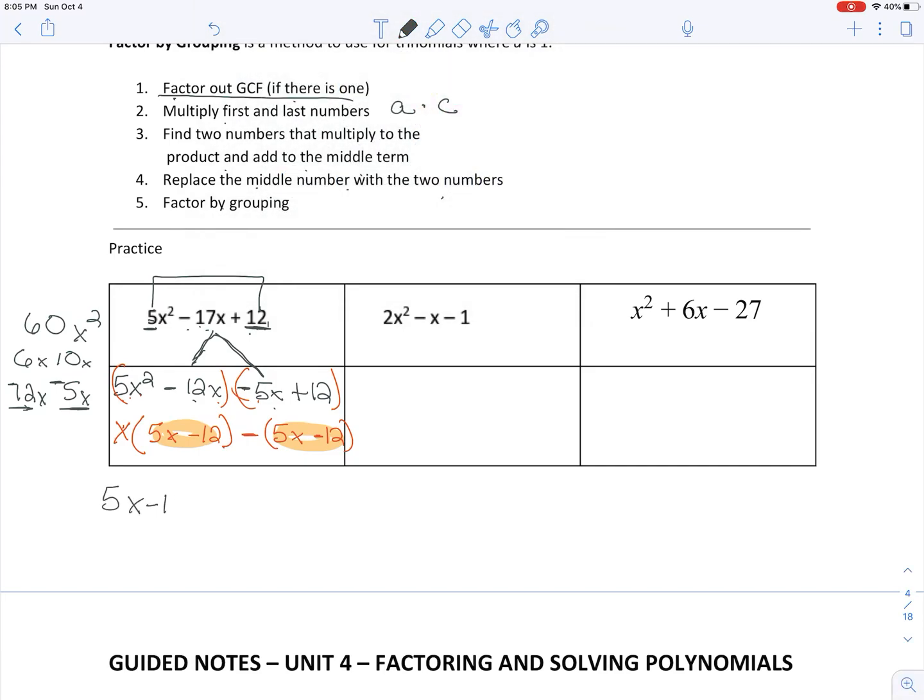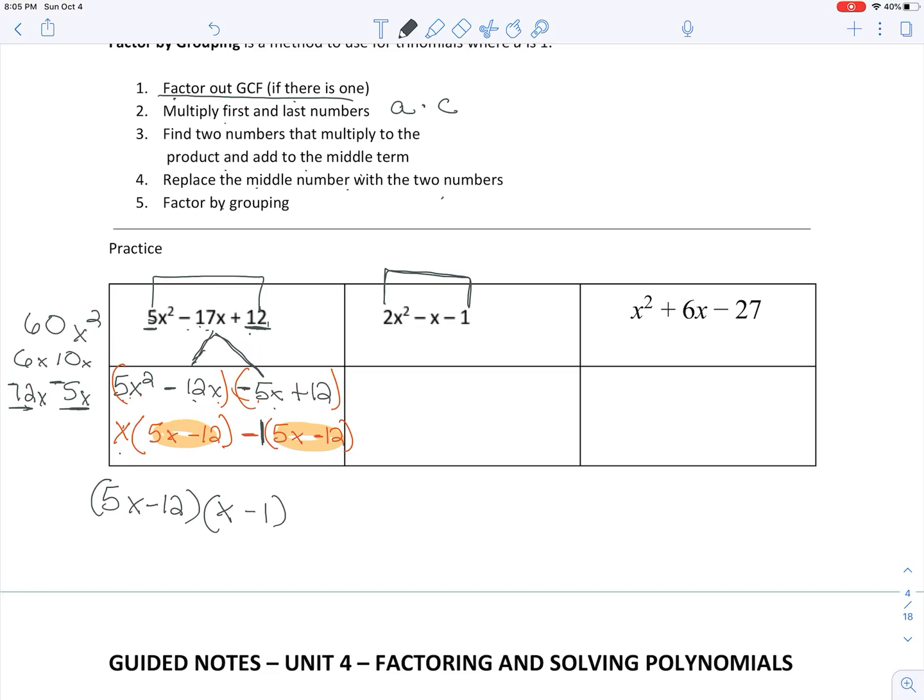So I take out what they have in common, and I replace it with x. I took out a negative 1 here, x minus 1. And I have factored that. Again, you can multiply that out, see that it works. All right, let's do another one.